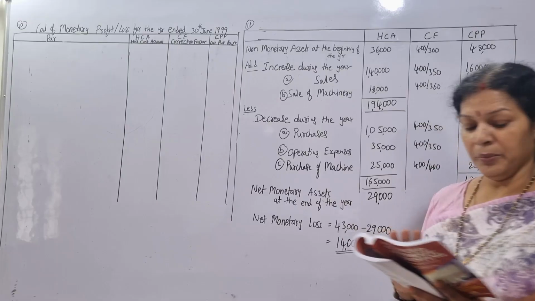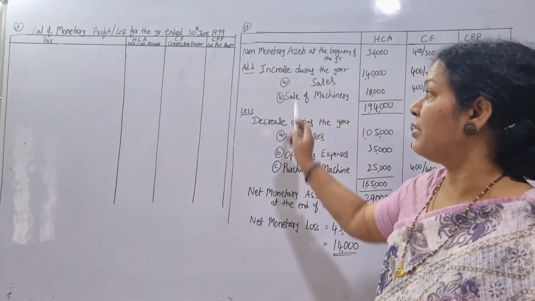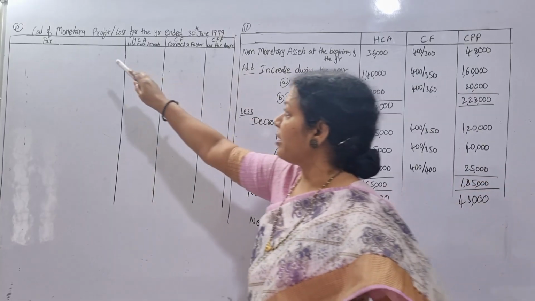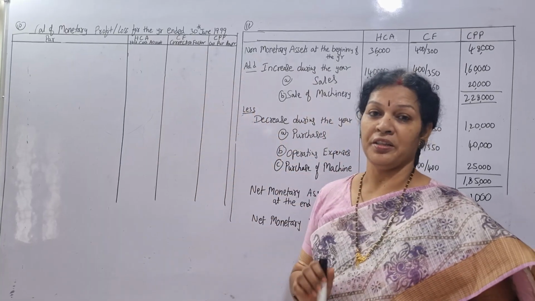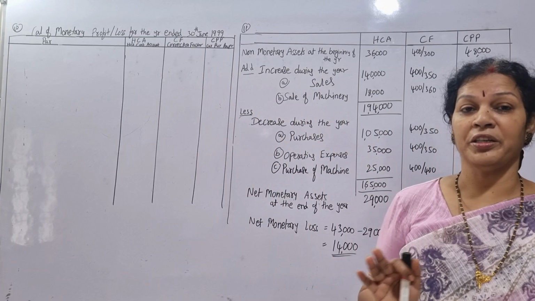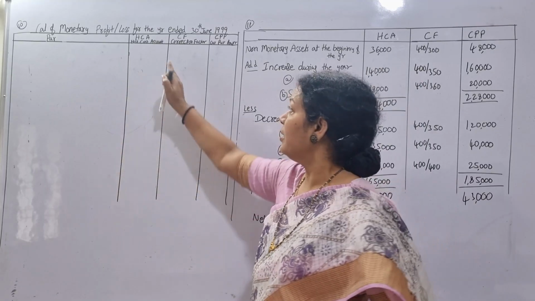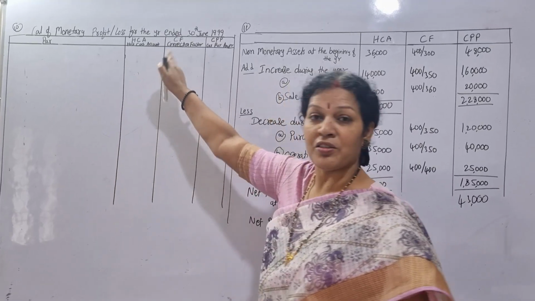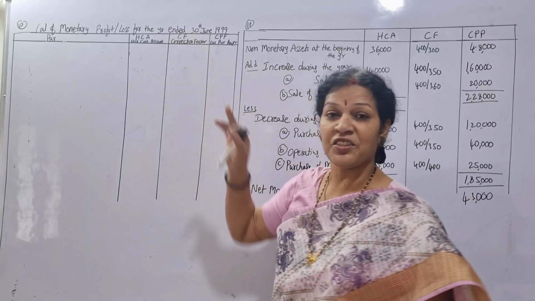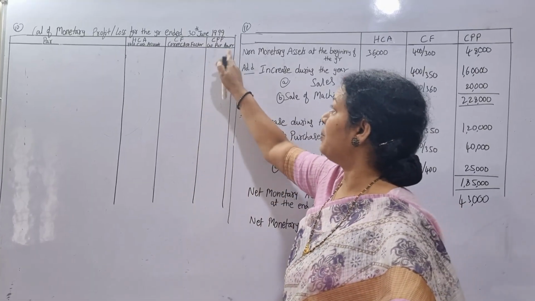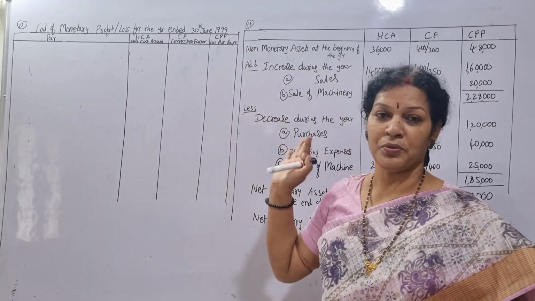First we'll start the problem. So already I have drawn the columns. Calculation of monetary profit or loss for the year ended 30th June 1999. At the end of the year we want to calculate monetary loss or profit. How many columns have we taken? One is particulars, another one is HCA, means historical cost accounting. Then CF, correction factor. Then CPP, current purchasing power. 4 columns we have done.